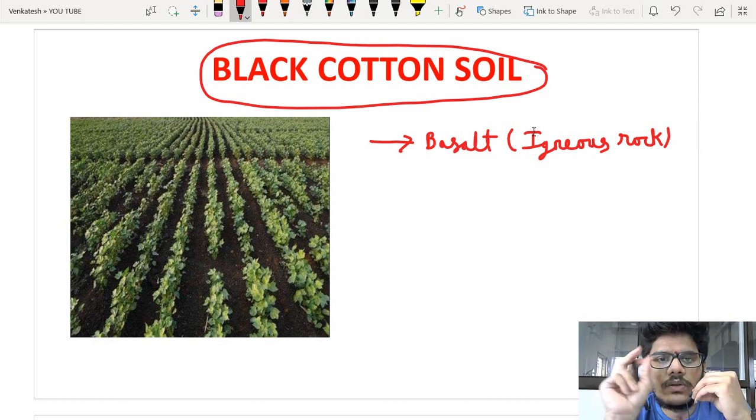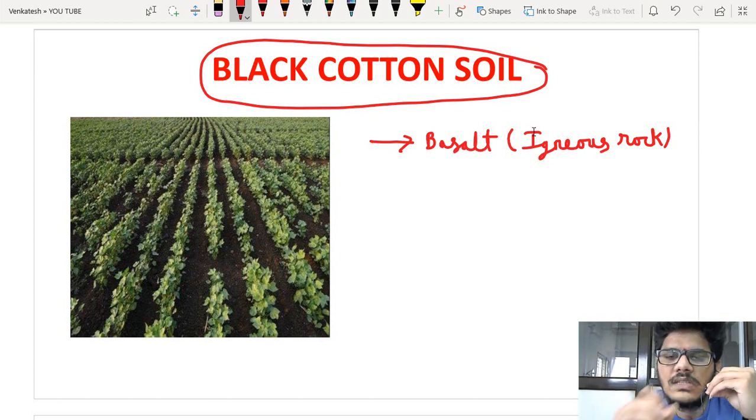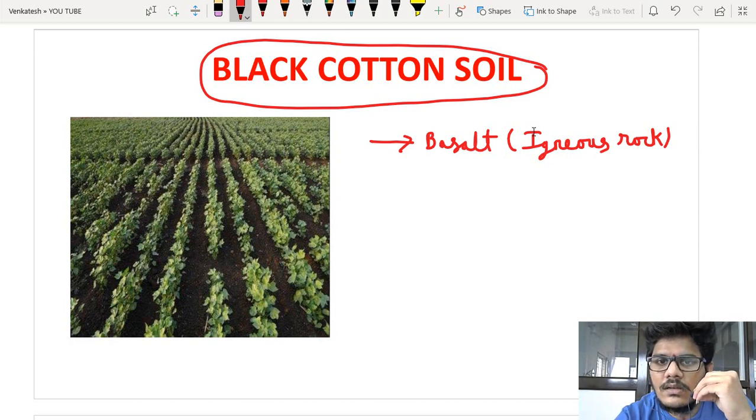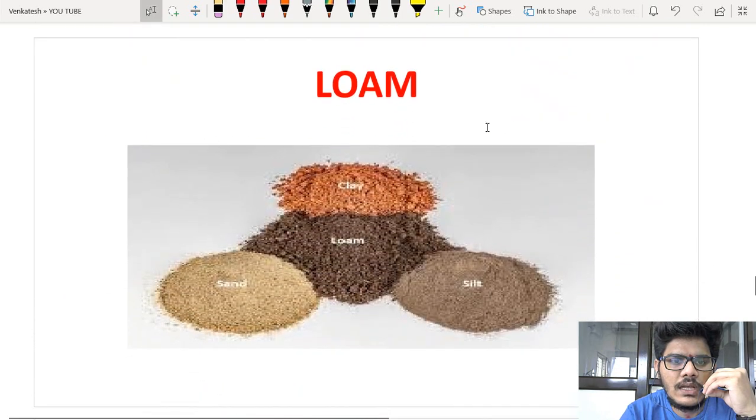So one point that we have to remember in this black cotton soil is it is a chemically weathered residual soil. That means it is formed from the chemical weathering, but it is a residual soil. So residual soil means it remains at the position of its formation. That means it is present beneath the parent rock. It will not be transported to somewhere else. So this is about black cotton soil.